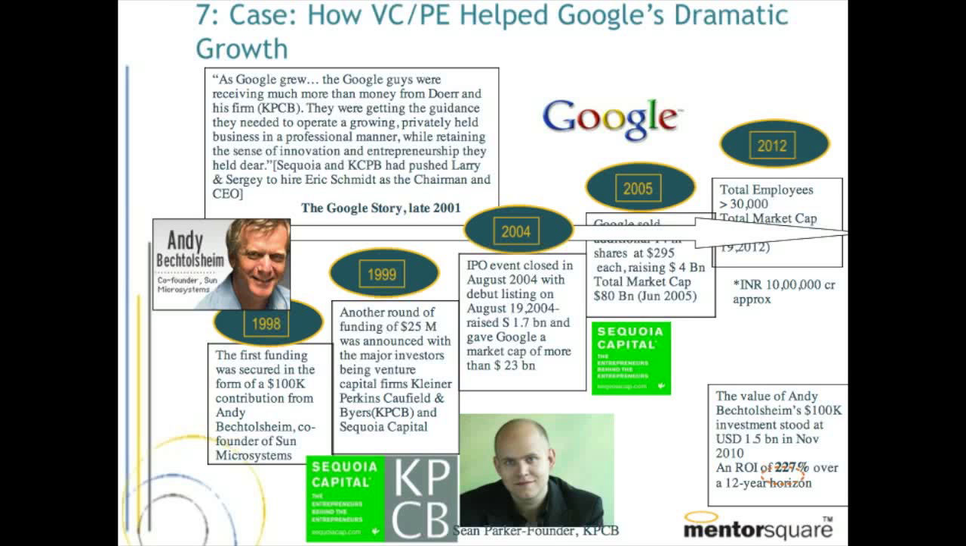The value of Mr. Bechtolsheim's $100,000 investment stood at $1.5 billion in November 2010, which is an ROI of 227% over a 12-year horizon. So this is how a PE or a VC makes money from investing in a winning venture.